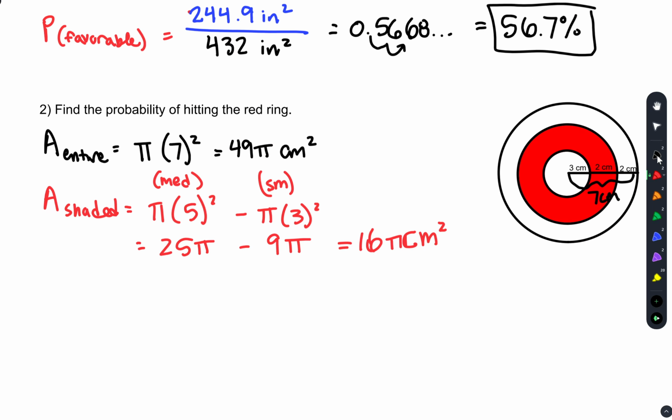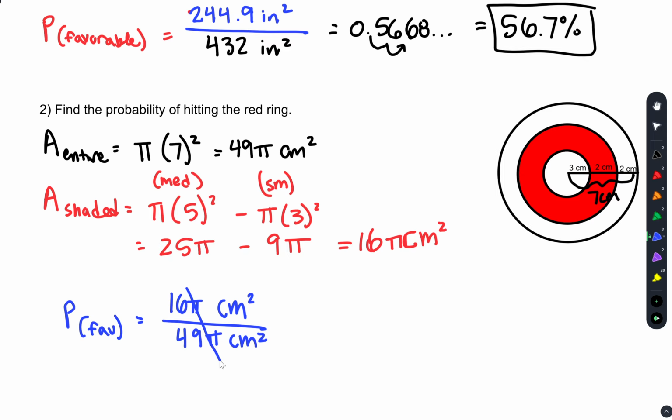We are going to finish this off by doing the probability that I land in the favorable region is 16 pi centimeters squared, the shaded area, over the total area. Okay, listen to me when I say this. The easiest way to do this problem is to cancel out those pi's. Pi over pi cancels out nicely. You get 16 over 49.